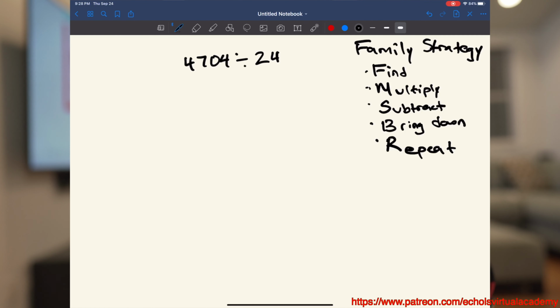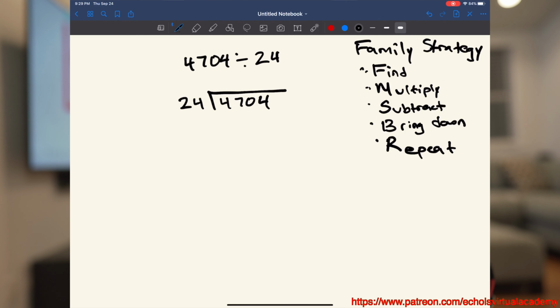So let's set it up again. Remember, we want to follow our strategy. So 24. And we have our division bar, 4,704. Now we find how many times can 24 go into 4? It can't go into 4, so now we look at how many times can 24 go into 47.